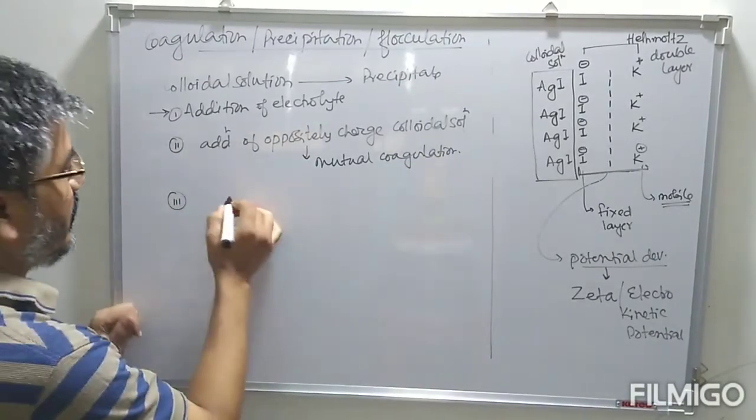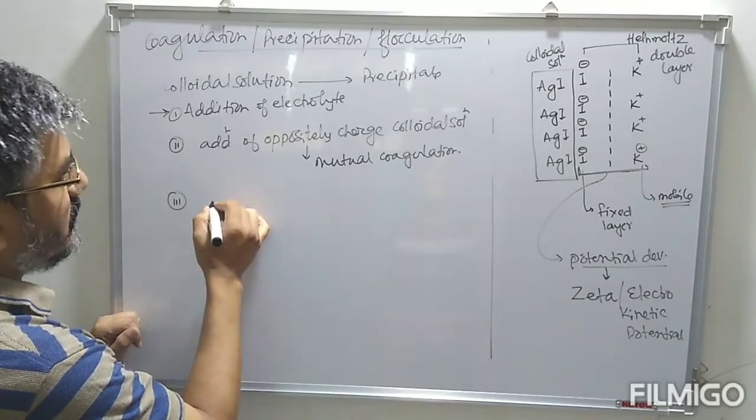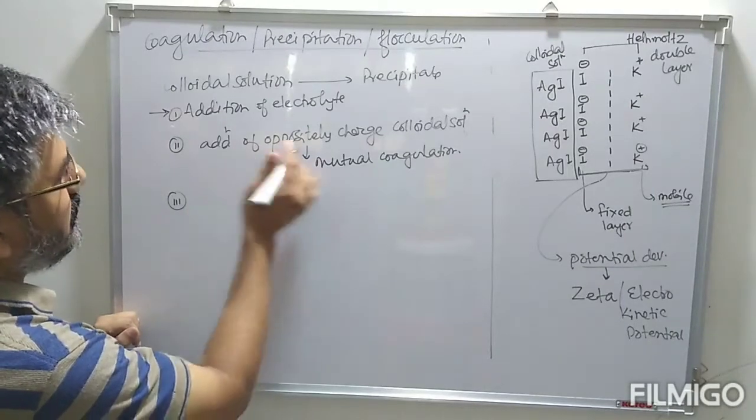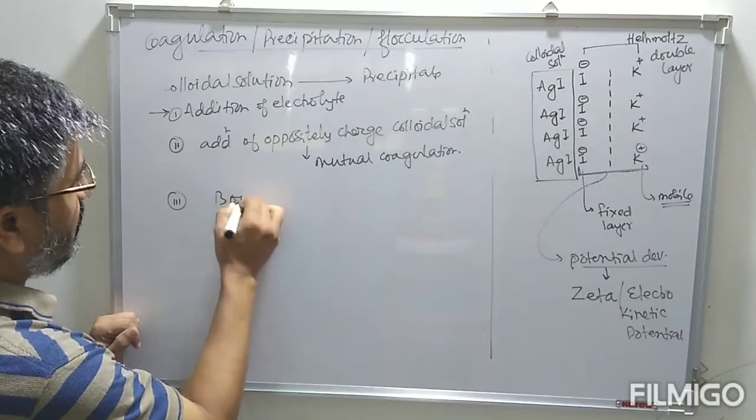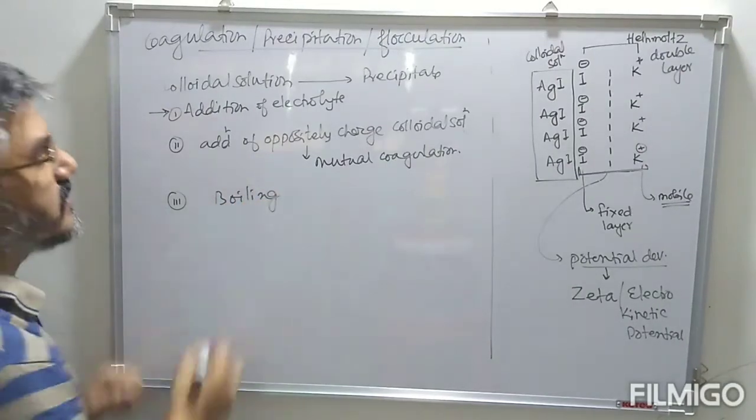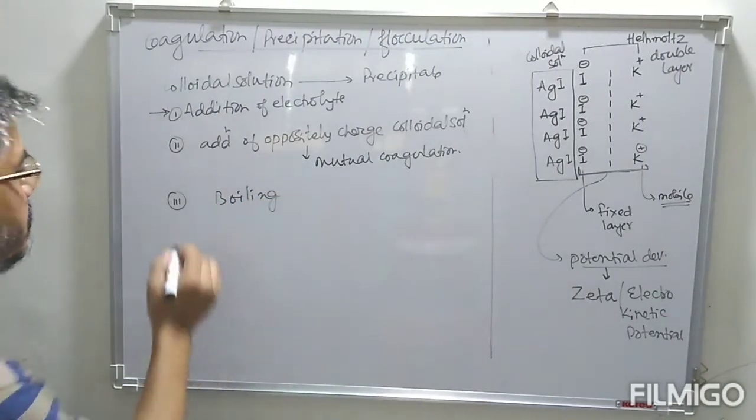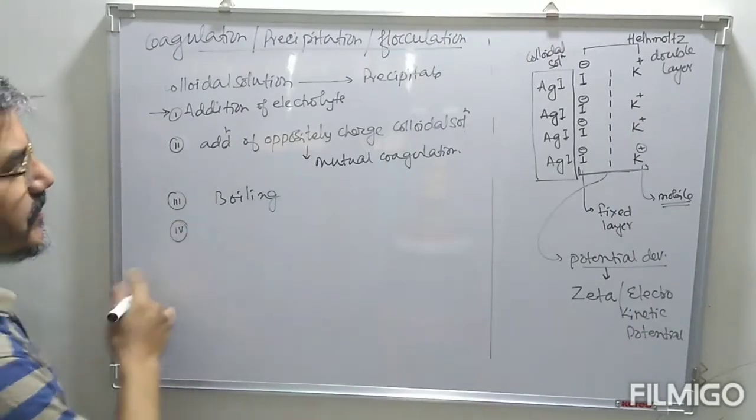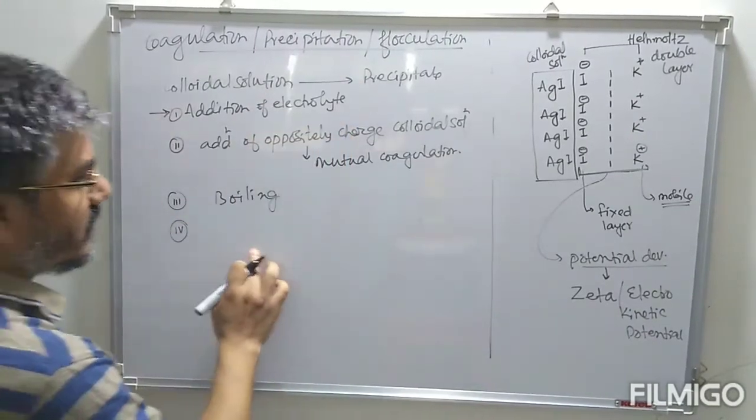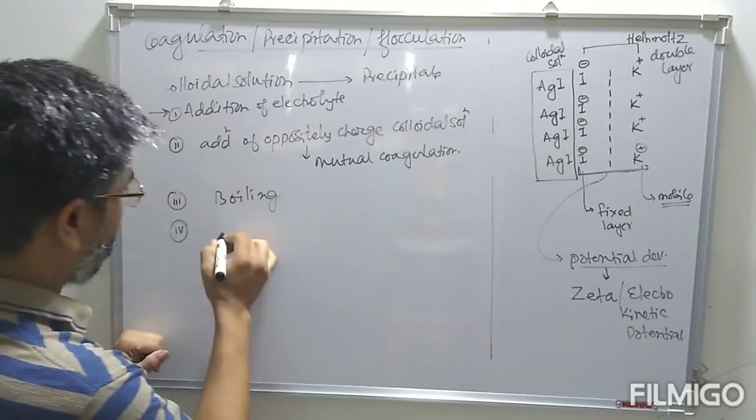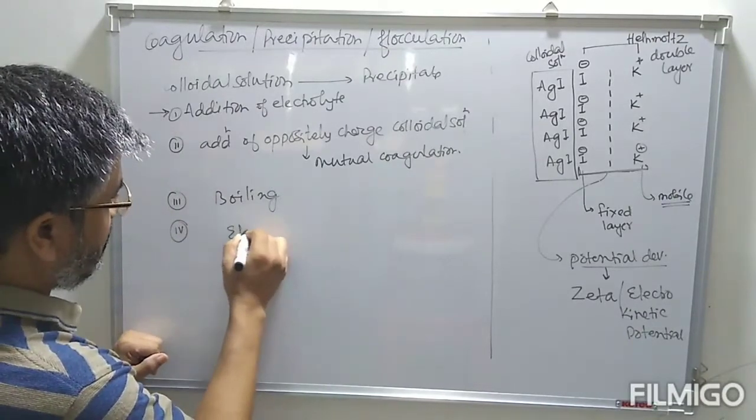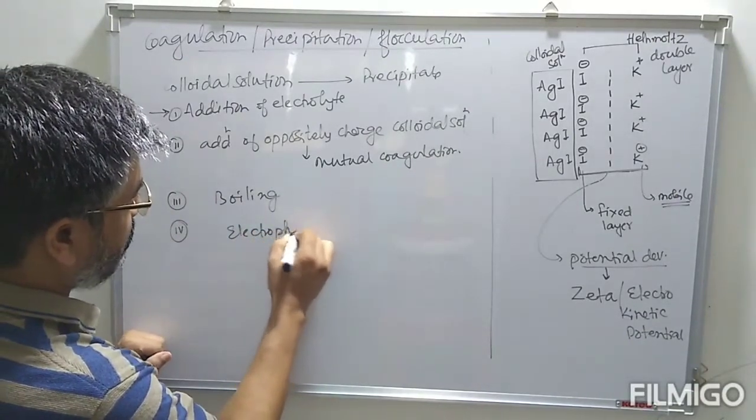Next, we can also coagulate by boiling. We can also achieve this coagulation by electrophoresis.